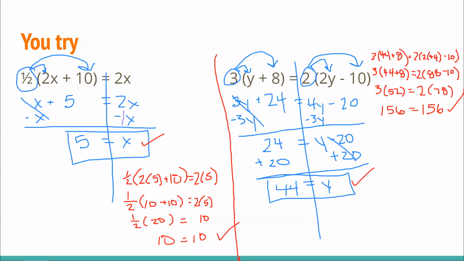And here are my answers. So for the first equation, you should have gotten x equals 5. And then I checked it down here. And for the second equation, you should have gotten y equals 44. And I checked it over there.